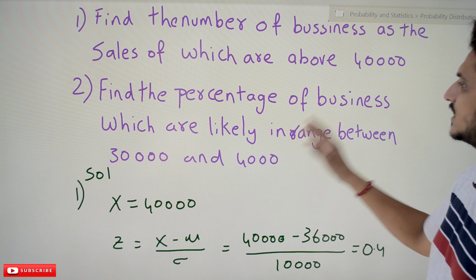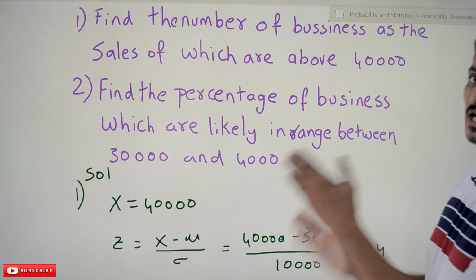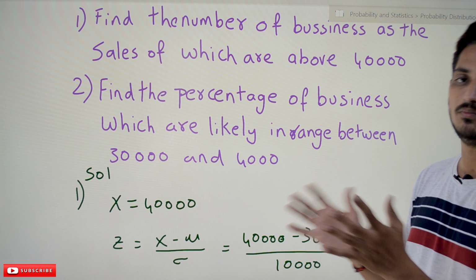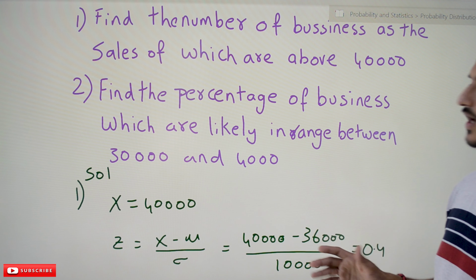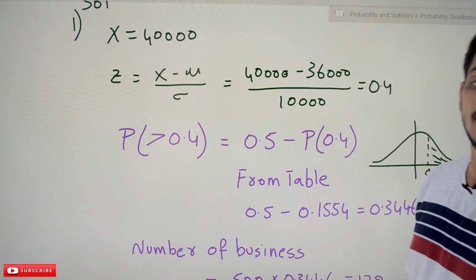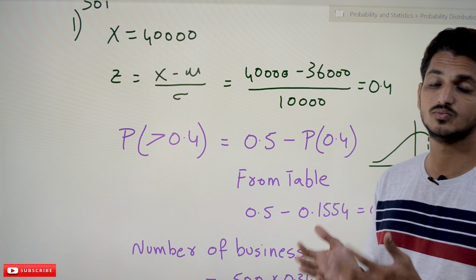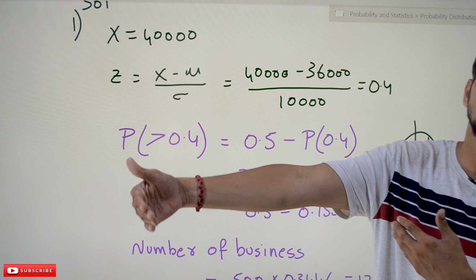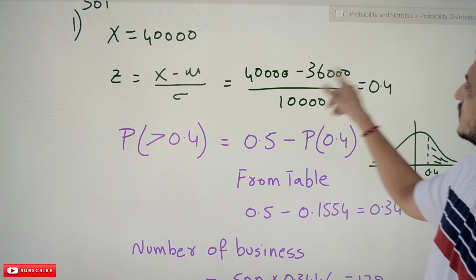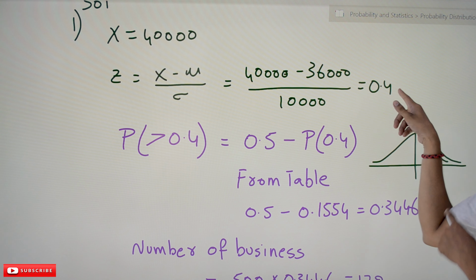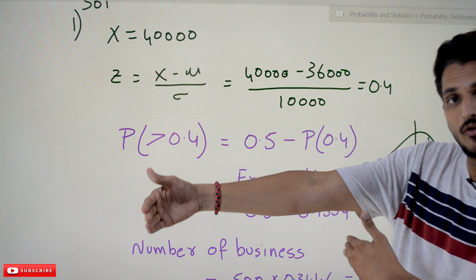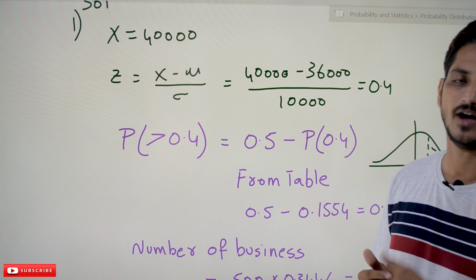Second one is to find the percentage of businesses which are likely in the range between 30,000 and 40,000. How many businesses are in between 30,000 and 40,000? That is what we have to identify. So random variable x is given as 40,000. If you want to identify the probability values, we convert this into the standard normal random variable, which is called z. Z is equal to x minus mu by sigma, 40,000 minus 36,000 by 10,000, which is converted into 0.4. It means we have to go greater than 0.4. That is the probability you have to identify.